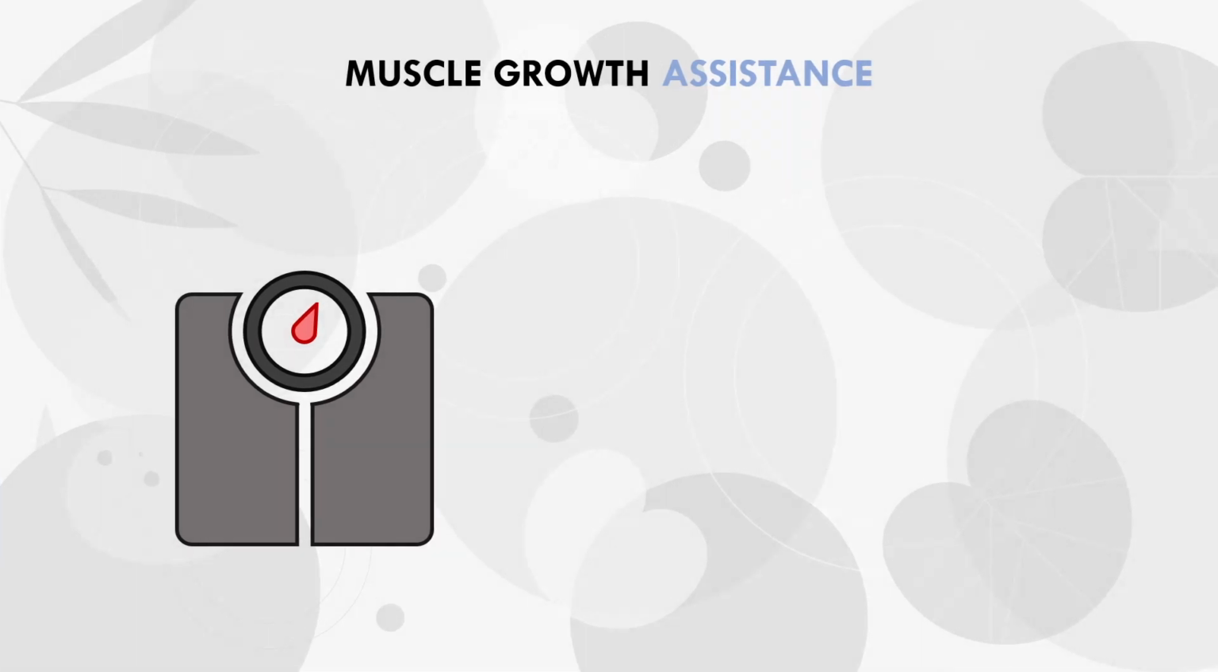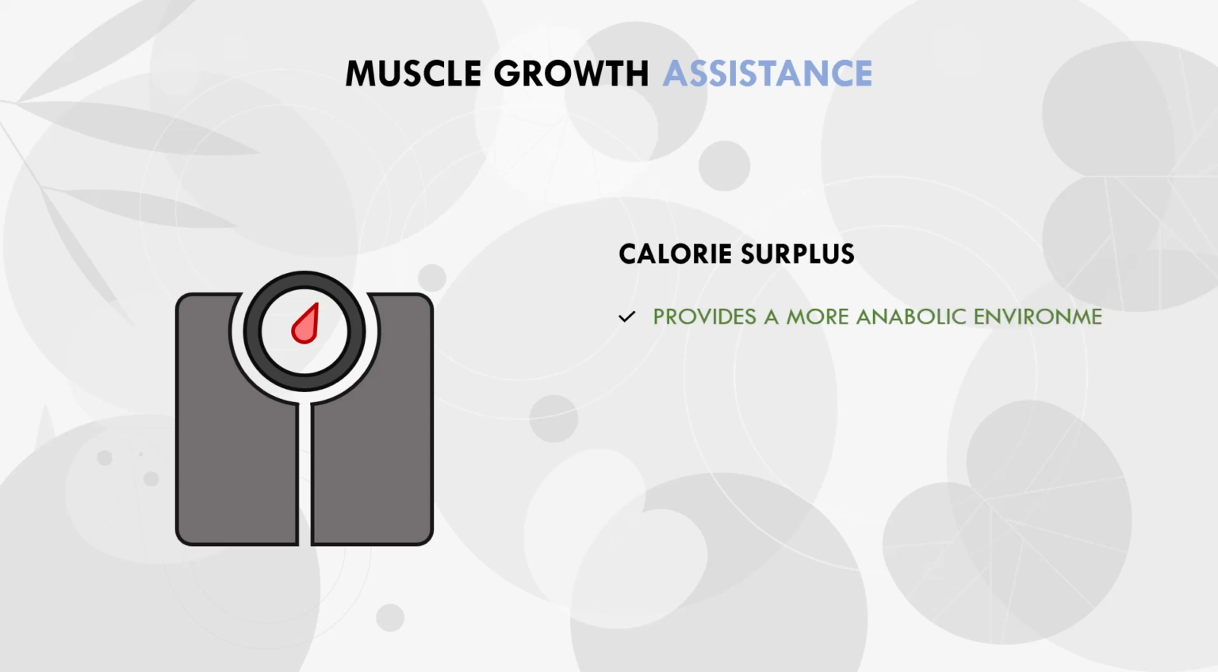The first is to actually be in a calorie surplus, in other words, eating more than you expend to gain weight over time. This seems counterintuitive to the topic of this video, which is to reduce body fat, not to gain fat. While eating in a surplus will inevitably result in some fat gain, it will also provide a more anabolic environment to build muscle mass.